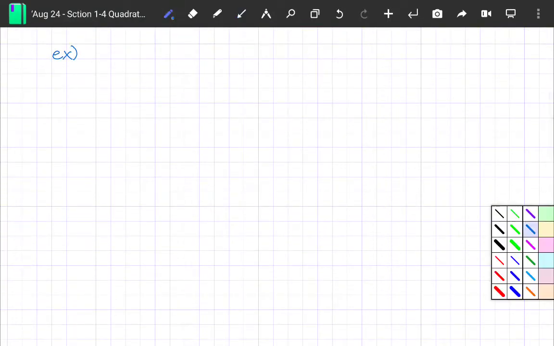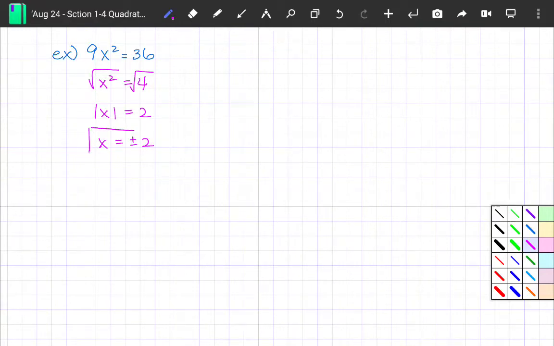So for instance, a really simple one, if you have 9x squared equals 36, now I can just do basic operations to start getting the x by itself. Divide both sides by 9, take the square root of both sides, I get the absolute value of x is 2, and x is plus or minus 2. So very easy to solve this way. I mean, I could have made the original problem equal 0 and either used the quadratic formula or factoring, but this is definitely the easiest method when you can isolate the x.